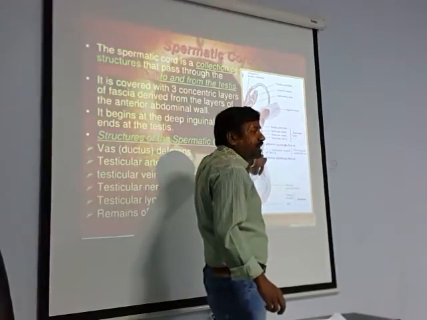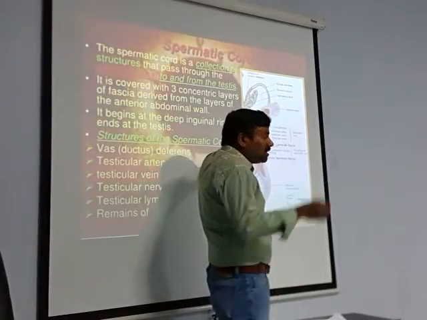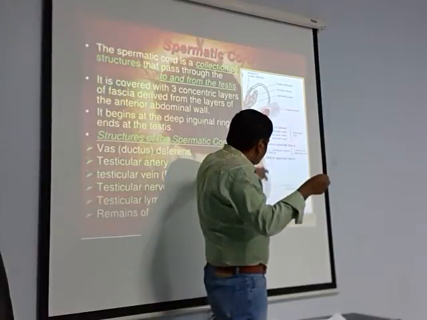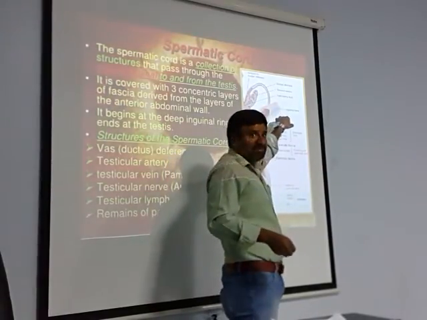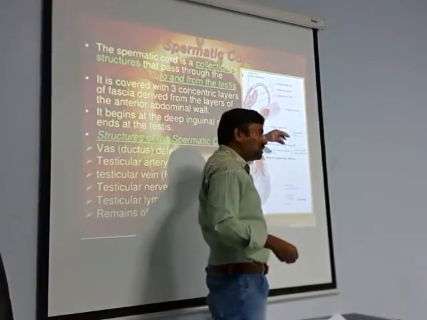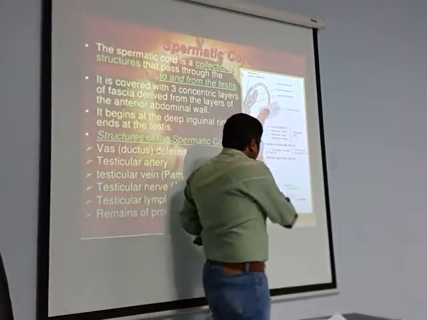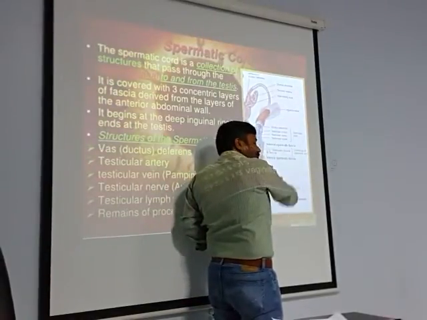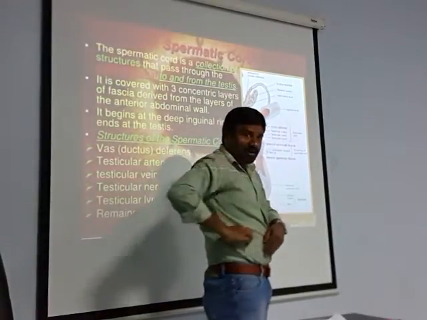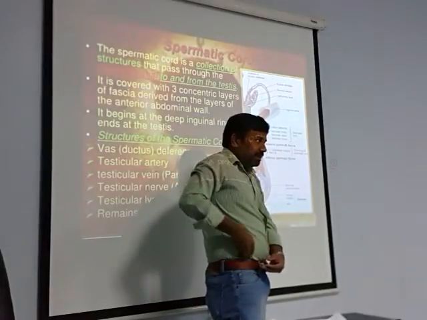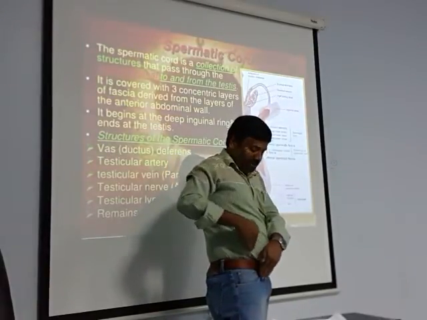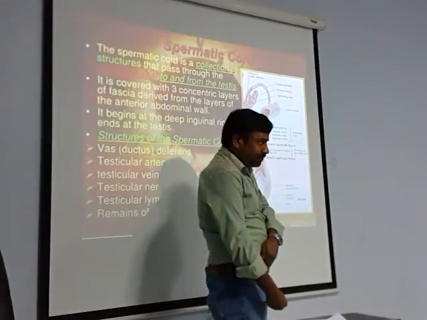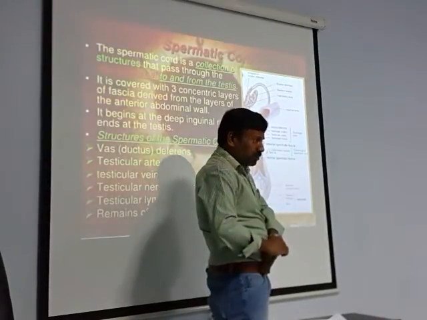What is the spermatic cord? It is the group of structures which are connecting the testis with the inside of the abdomen, going and coming from the testis to the abdomen through the inguinal canal. You have the inguinal canal in the anterior abdominal wall, with the superficial ring and then the deep ring.